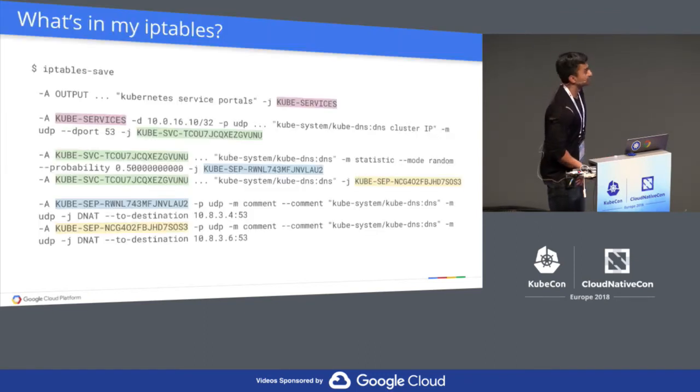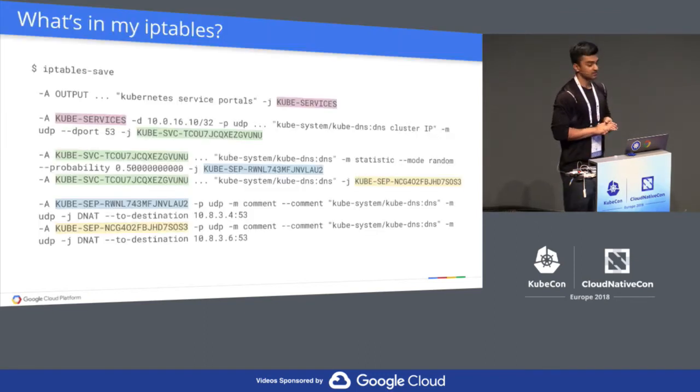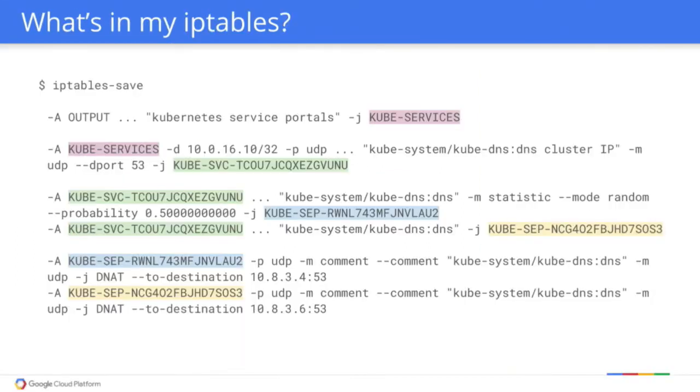And so one of the first sources of truth is IPtables. This is how the IPtables dump would look if you went on a node and just called iptables-save. This is, for at least me when I first saw it, really daunting, but if you break it down step by step, it makes sense. So let's do that.